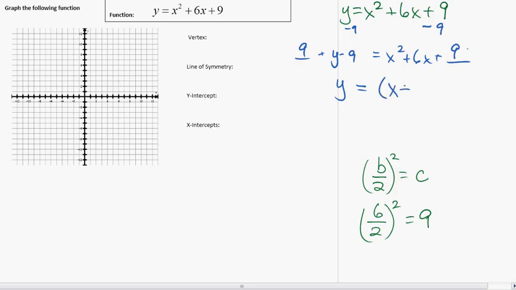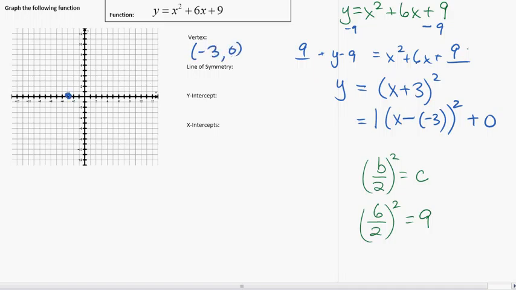So to complete the square, this is x plus 3 squared. And if you'd like to rewrite it to be more explicit, and my a value is 1, x minus my h value, which is negative 3, squared, plus my k value, which is 0. So my vertex here is negative 3, 0, which I will mark on my graph right there. The line of symmetry is my x value of my vertex, which is x equals negative 3.